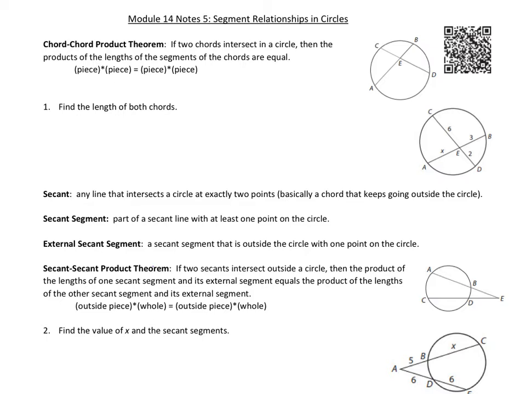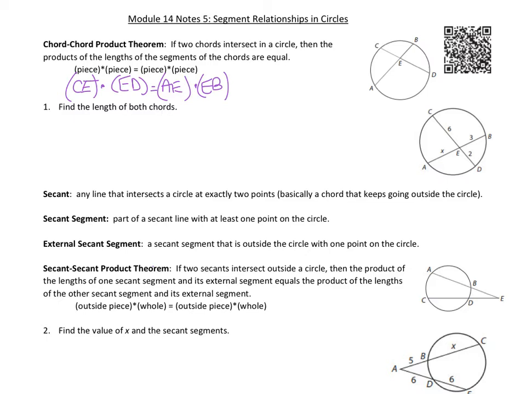If I multiply the two pieces together, and I multiply the other two pieces together, the products of both of those will be equal to each other. So here's my general setup I put on my paper. So piece times piece equals piece times piece. And this is what it would look like for our equation.